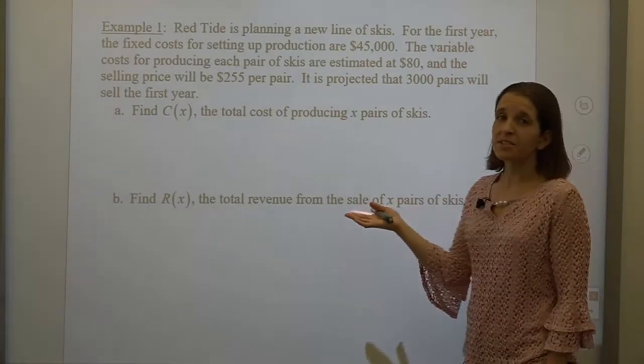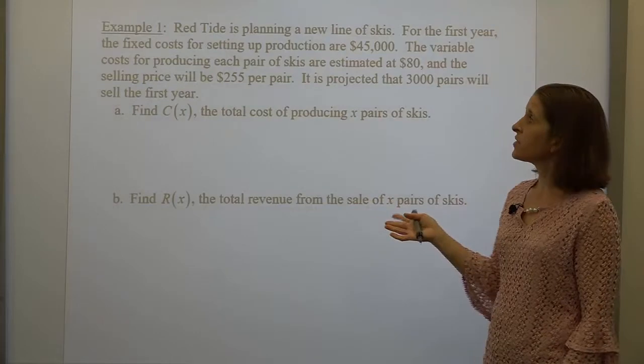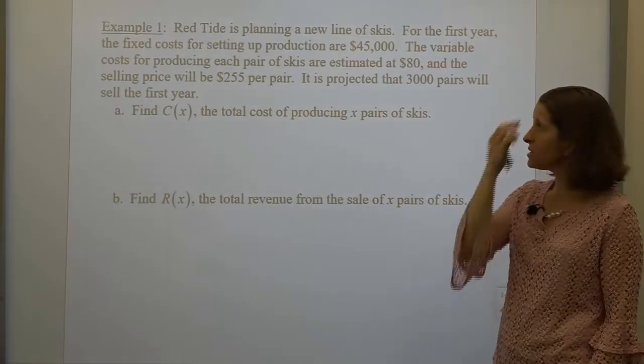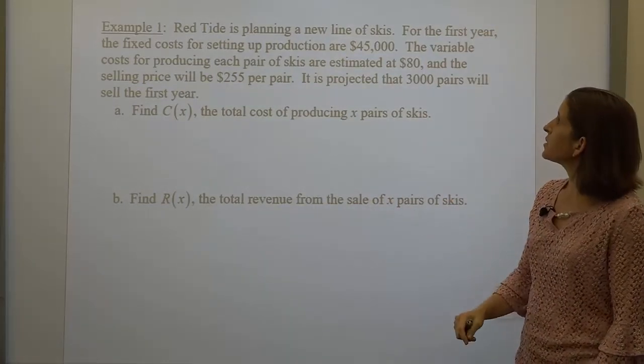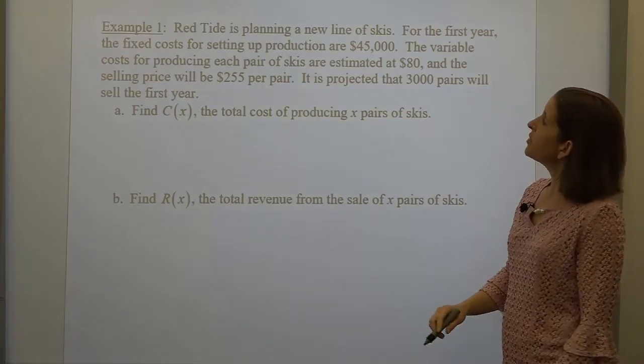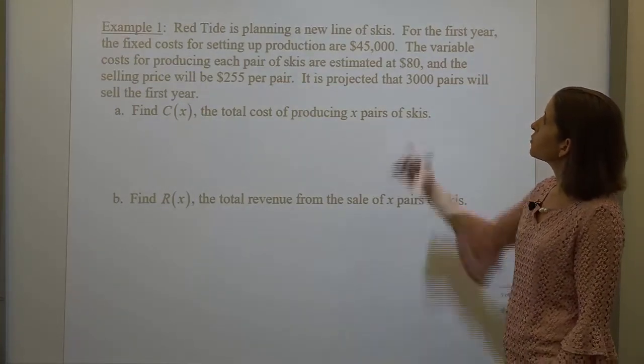So let's look at an example. This actually has no calculus in it whatsoever. This is just getting those basic business functions down. So Red Tide is planning a new line of skis for the first year. The fixed costs for setting up production are $45,000.